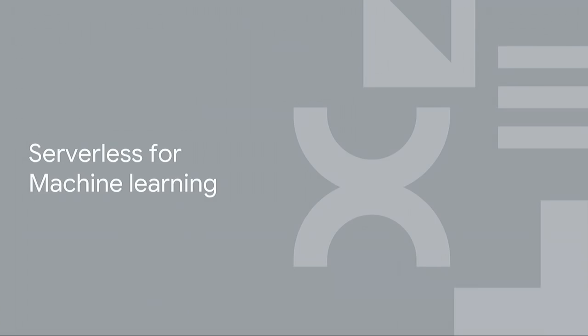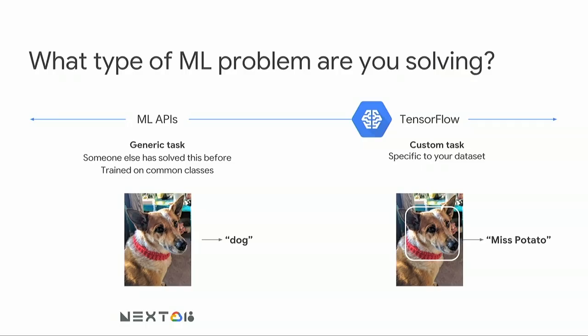All right, and last I'm going to touch on serverless machine learning, and then we're going to see some examples of how people have put all of these together. On the spectrum of machine learning, from a generic task like I just want to know if this is a dog or not, we have a whole suite of machine learning APIs, like a Vision API and a Speech API, trained for general purpose problems. In this case, I don't necessarily want to know, is this a dog? I want to know, is this Miss Potato?